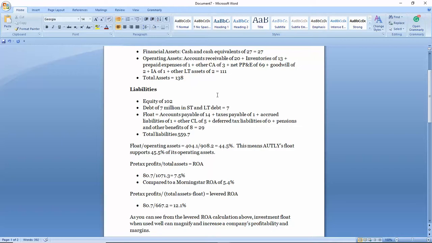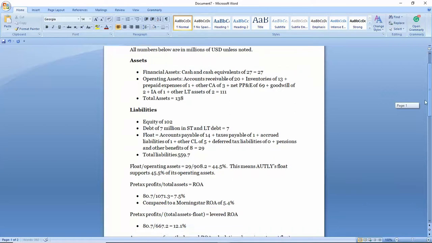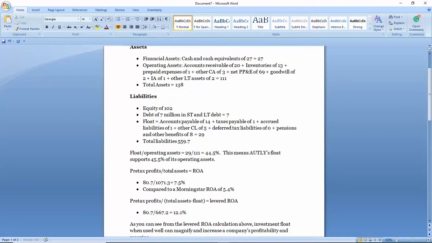So from here, it's pretty simple. Float is exactly what you'd say: float divided by operating assets. So 29 divided by 111. What we're doing here is trying to figure out how much float supports the company's operating assets. Typically, the higher this number is, the better. 26.1. So this means more than a quarter of this company's operational assets operate on float, or other people's money, as we've talked about through this entire series.